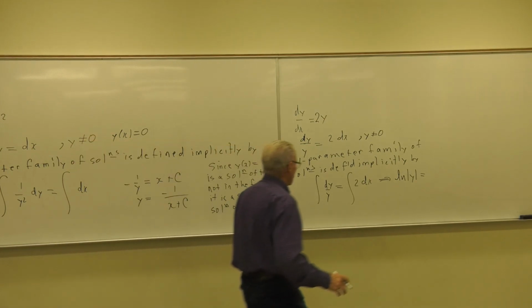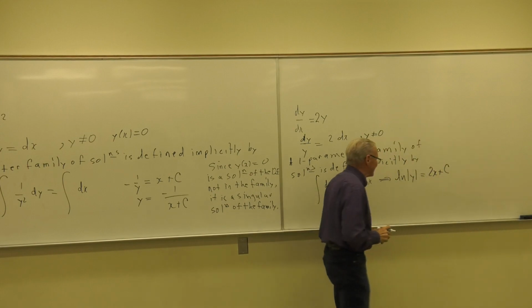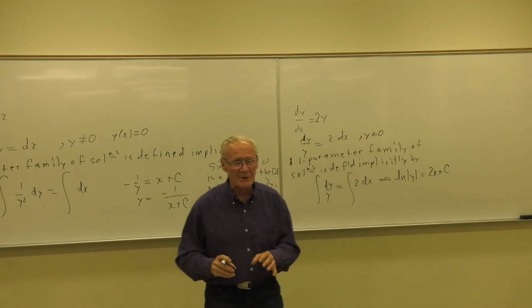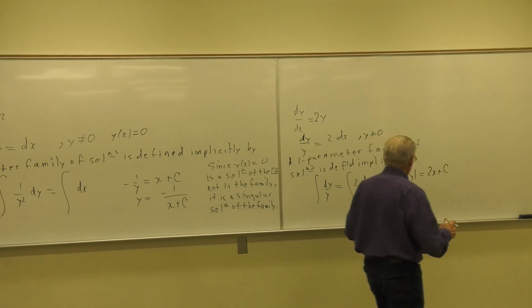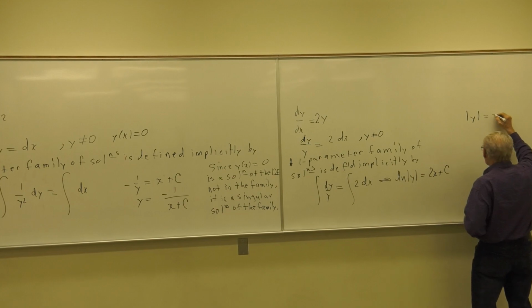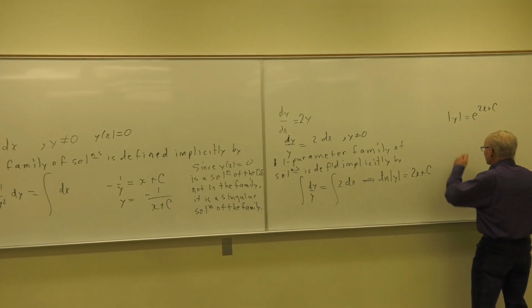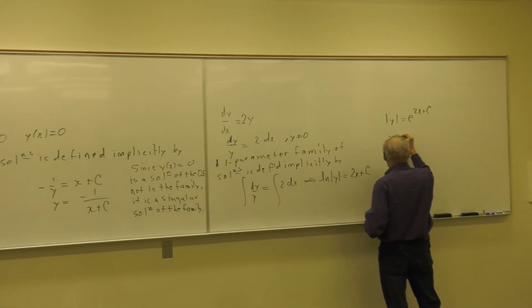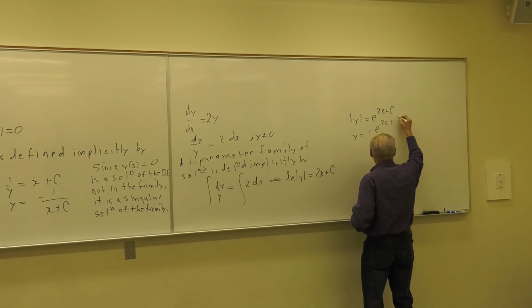Let's carry on. 2x plus c. So anything defined implicitly by that is a solution to the differential equation. Let's get them explicitly. What you probably would first do is say, let's exponentiate. The absolute value of y is e to the 2x plus c. Let's get rid of the absolute values. y is equal to plus or minus e to the 2x plus c.